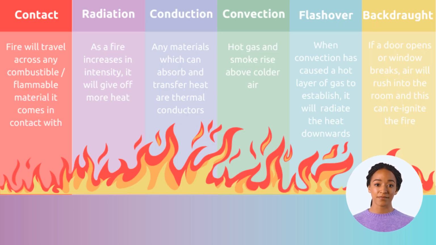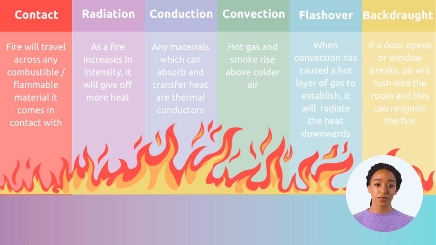How fire spreads. There are a number of ways in which a small local fire can grow and spread and become serious. Direct contact. Fire will travel across any combustible or flammable material it comes in contact with. Radiation. As a fire increases in intensity, it will give off more heat. Heat can transfer through electromagnetic waves. Objects and materials close to a fire can catch alight if enough radiated heat reaches them, even if there is no direct contact of flames.